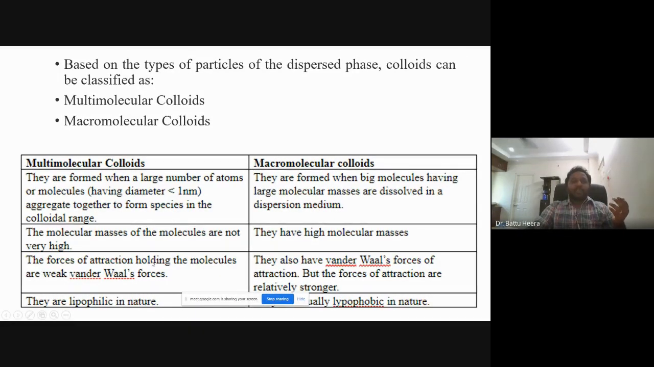The force of attraction holding the molecules is weak van der Waals forces in the multimolecular colloids, whereas in the case of macromolecular colloids, they also have van der Waals forces, but the force of attraction is relatively stronger. See, here the force of attraction is also higher. That is why everything forms into big molecules here. All the solute molecules in the dispersed phase combine and form one big molecule. That is why the force of attraction is higher here. But in multimolecular colloids, the force of attraction is with weak van der Waals forces.